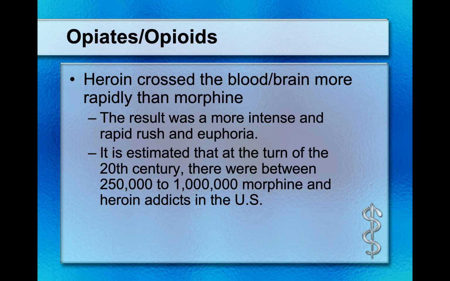Heroin crossed the blood-brain barrier more rapidly than morphine. The result was a more intense and rapid rush of euphoria. It is estimated that at the turn of the 20th century, there were between 250,000 and 1 million morphine and heroin addicts in the United States. But heroin at the time was legal, so they were not criminals of sorts.